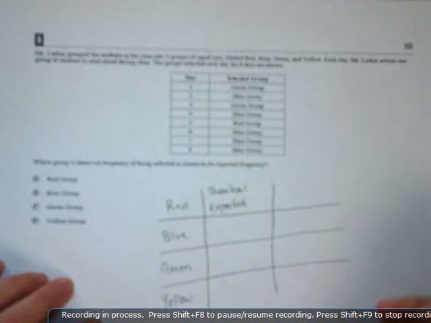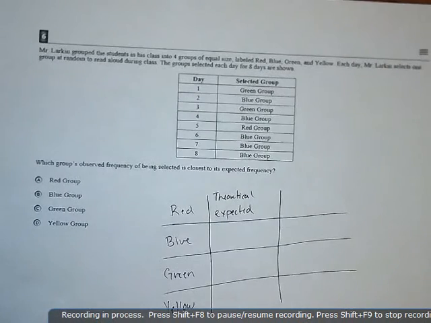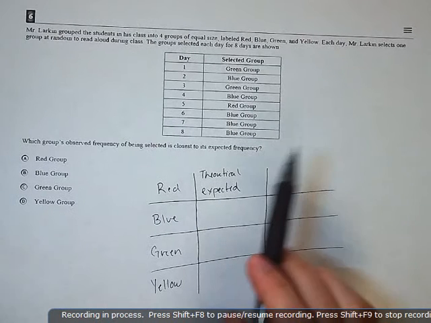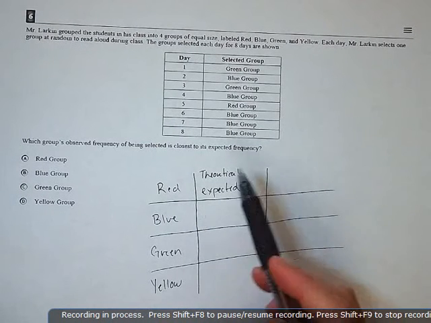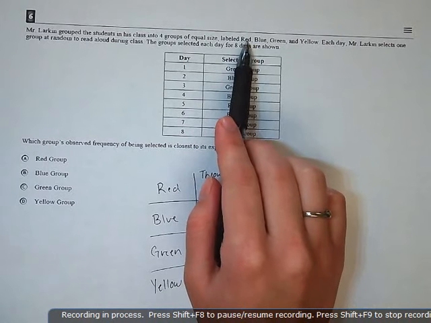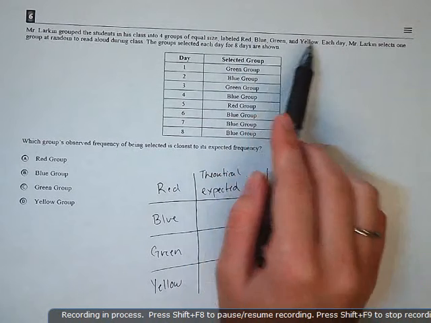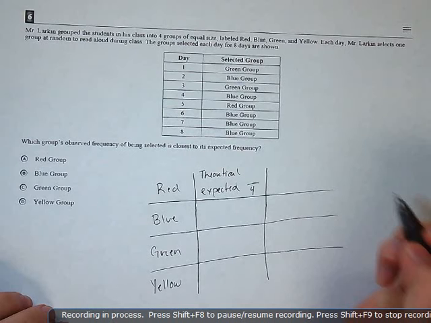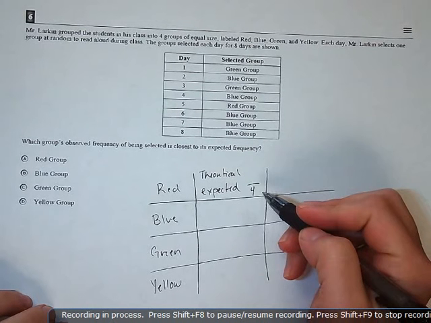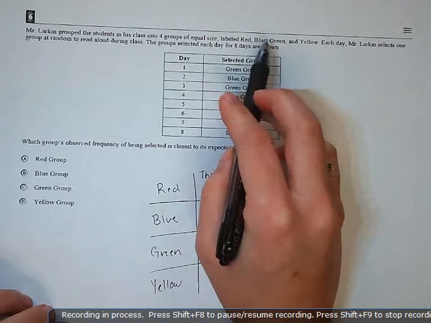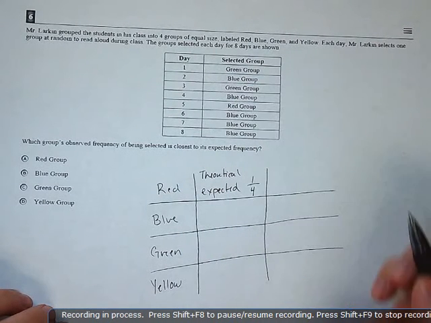So my theoretical frequency for each of these is going to be essentially what the favorable outcome is over all of the possible outcomes. So each day I have 4 possible outcomes. A red could be chosen, blue, green, or yellow. So the total outcome possibilities would be 4. Now I have to figure out how many of those 4 would be favorable. In this case, a favorable outcome would be red. Out of those 4 options, only one of them is red. So my theoretical or my expected probability would be 1/4.